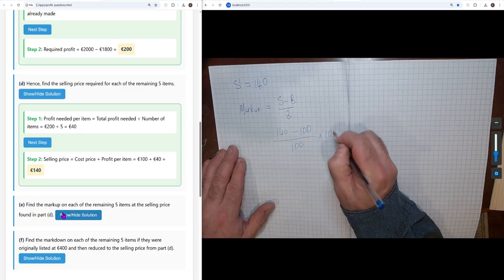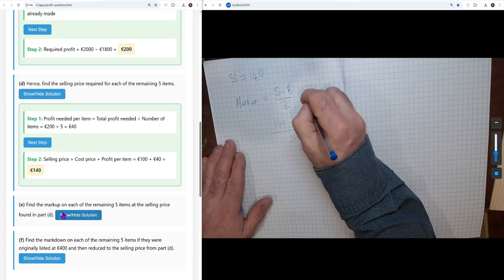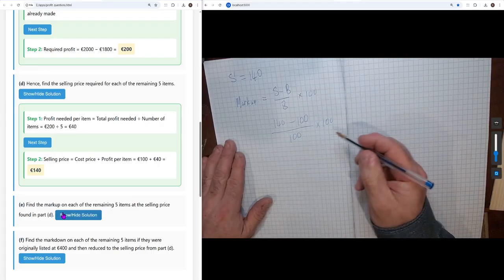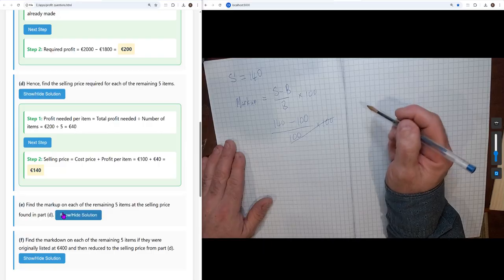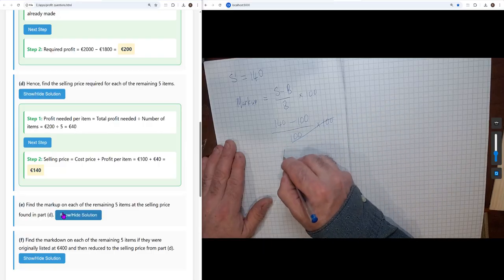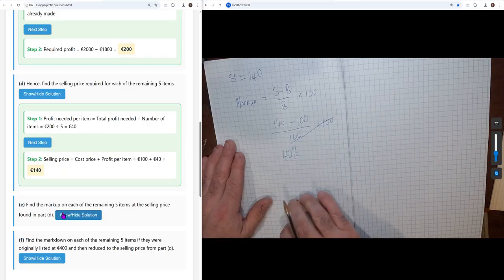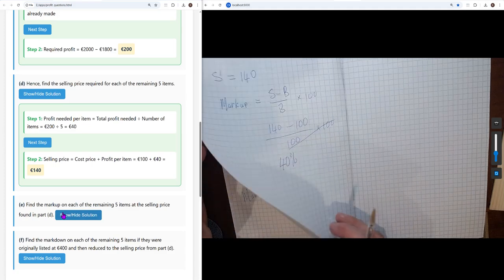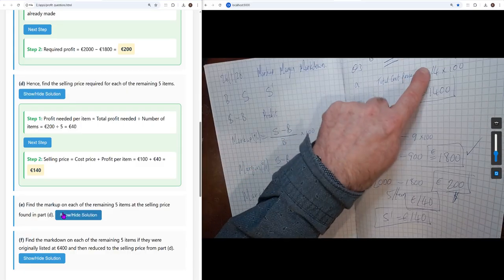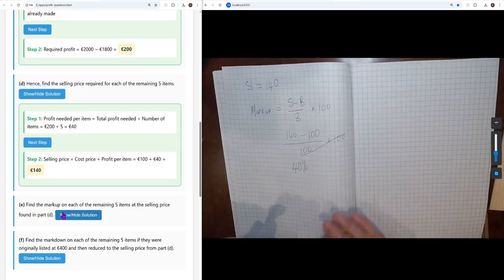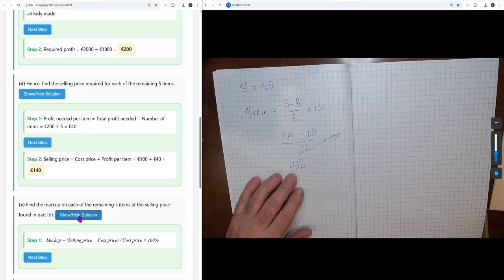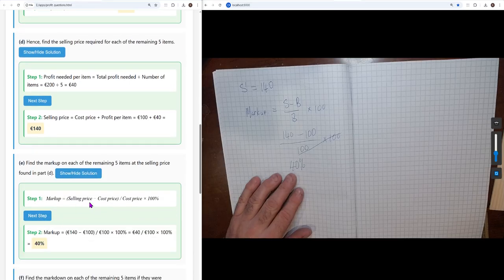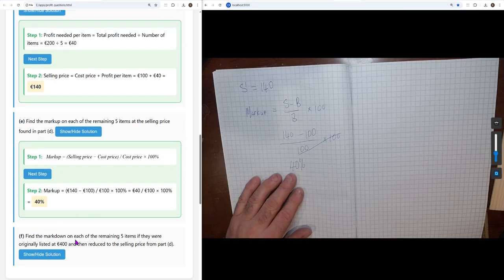Don't forget our multiply by 100 here. Put that there too, apologies. So what we have is 40 over 100, the hundreds cancel. We have a markup of 40%. Compared to what was originally a markup of 200% when you were selling them for 300. Okay. Find the markdown on each of the remaining 5 items if they were originally listed at 400.